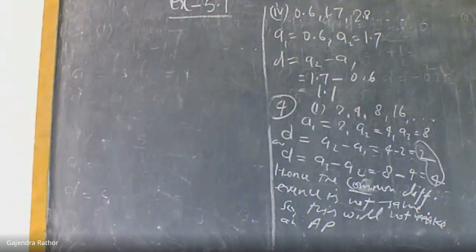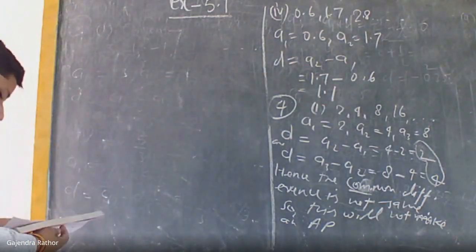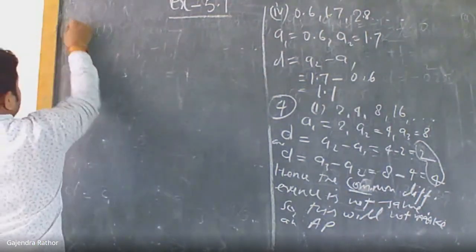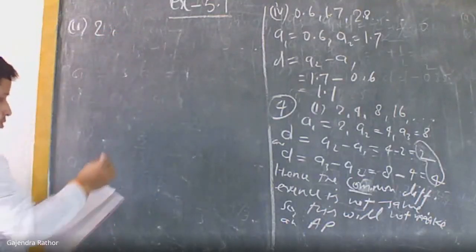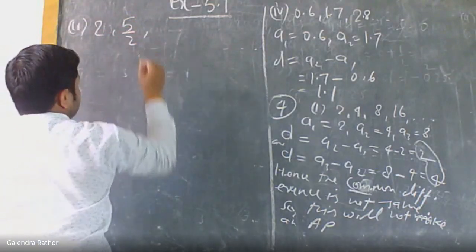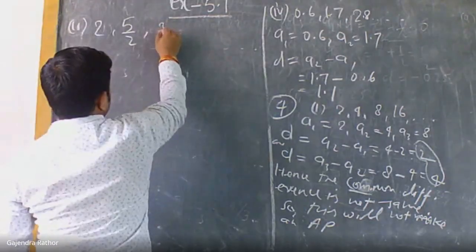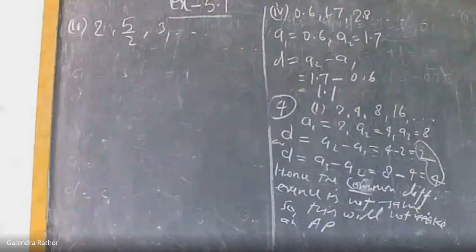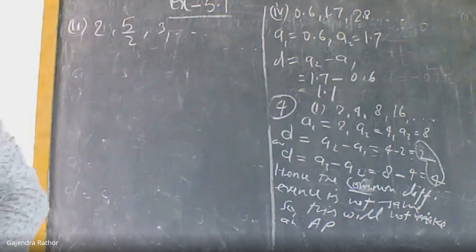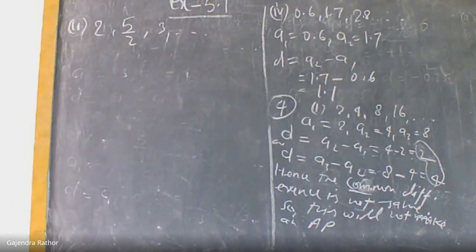Next करते हैं second point. The AP is 2, 5 by 2, and 3. Only 3 terms are sufficient. Now let's check whether this is an AP or not. Second point. Yeah, correct answer, Sadia. Okay. Difference. Okay, very good, Sahana.